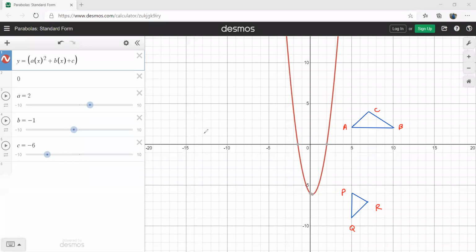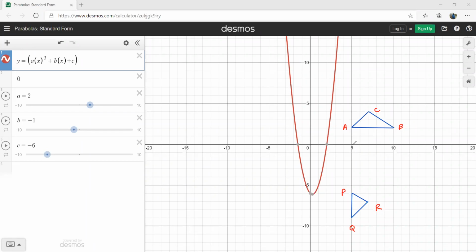Okay guys, we have to discuss the stretch of functions today. Before we do that, let's see how we stretch different shapes. How do we geometrically stretch different shapes? Look at this triangle ABC.